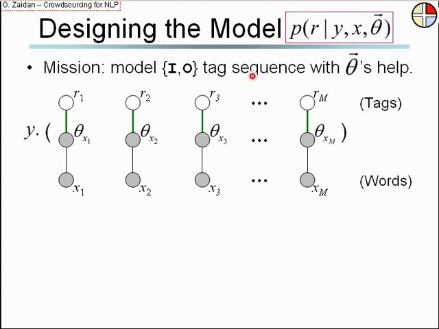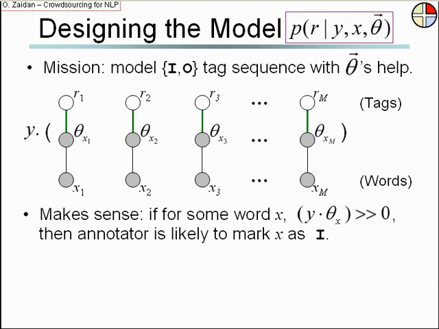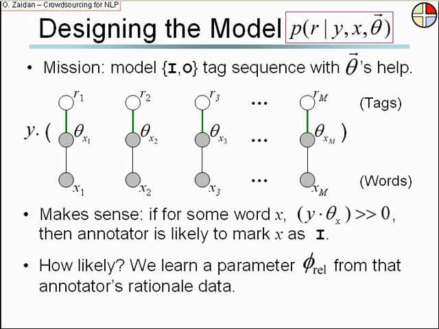And so the random variables that represent the tags, we will try to predict them not based on the words themselves, but indirectly through their weights. And this kind of makes sense, right? If you have a certain word that has a high weight, it's much more likely to be tagged with an I, because it's likely to be a polarized word, and it's likely to appear within a rationale. And how much more likely is that to happen? Well, we learn a parameter, a CRF parameter, phi relevant, from the rationale data that we collected. And this parameter is learned jointly with the weight vector.